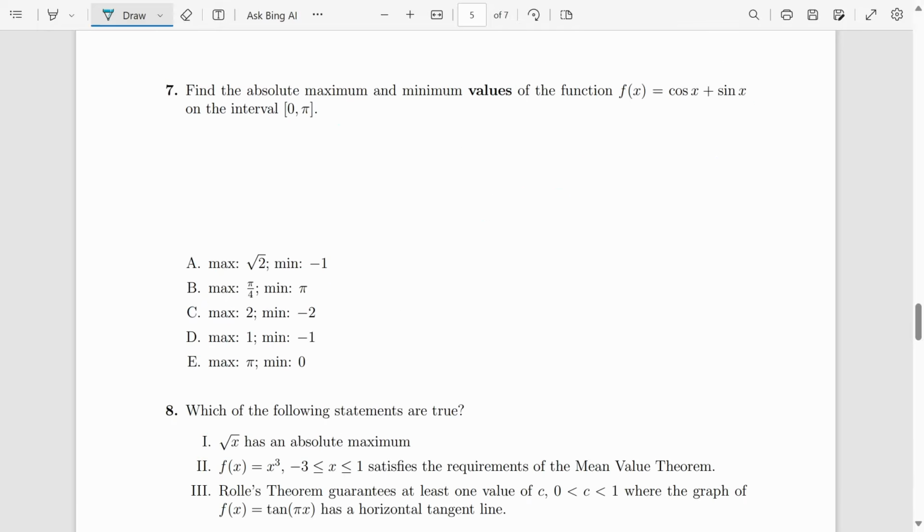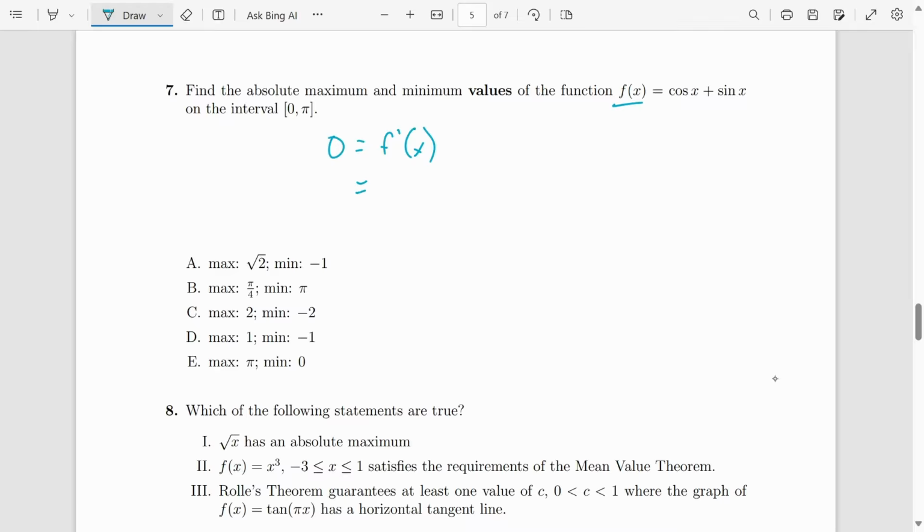Question 7. Find the absolute maximum and minimum values of the function f of x equals cosine x plus sine x on the interval from 0 to pi. So this is an absolute maximum and minimum question, so we need to find our critical points. To find critical points, you first take the derivative of the function you're given, f prime of x, and then set it equal to 0, and then solve for x.